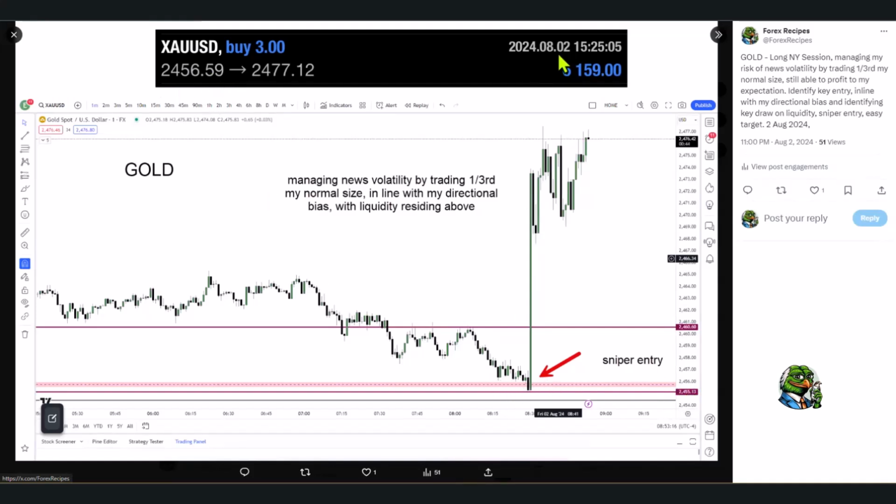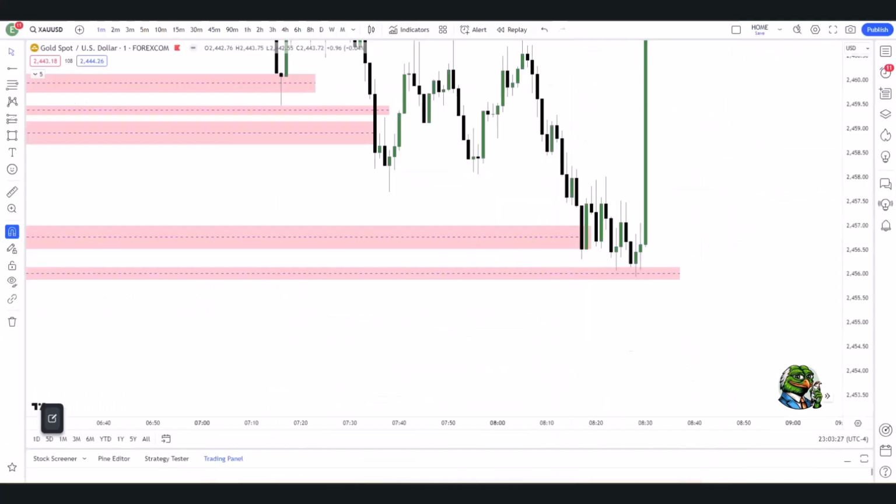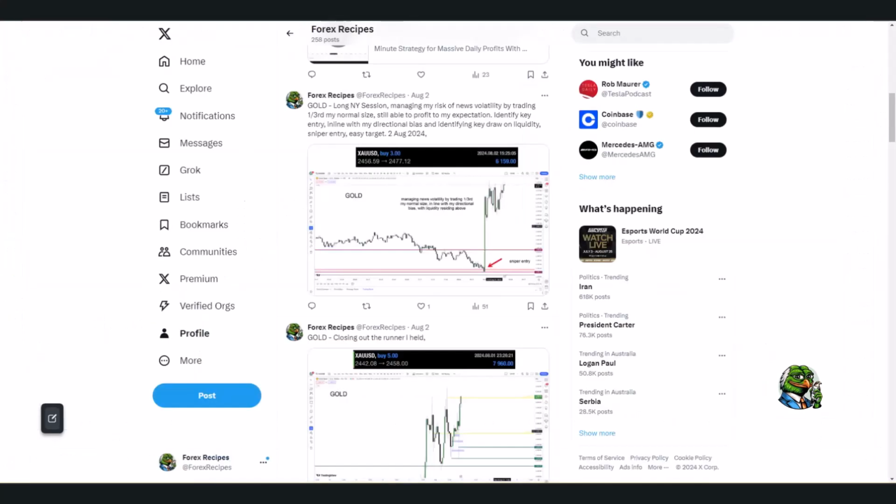Look at the time, 8:25. I got into that trade. Small lot, very small lot. I've managed my risk on this trade, right? I've only traded 1/3 of my normal position size because I want to mitigate the risk of the volatility injection, because we could have wicked 50 pips lower before that expansion higher. But I'm trading in alignment with my own risk tolerance. So that's what makes that high probability.